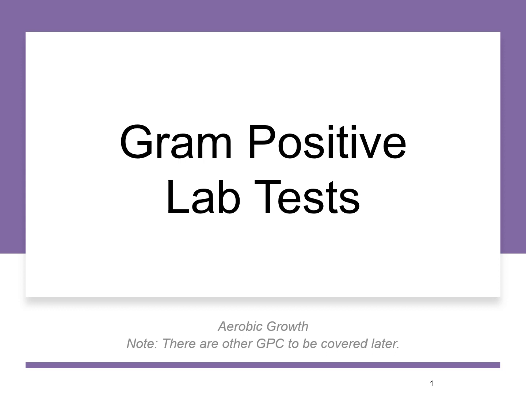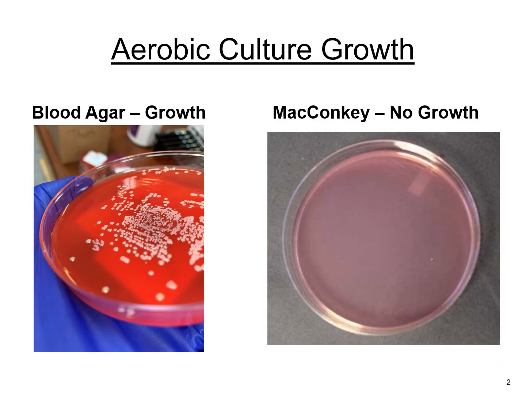This presentation will cover the tests that are done to help identify gram-positive organisms. So when you set up your cultures, and we're looking particularly at organisms that grow within an aerobic environment, which is growth at ambient air, 35 to 37 degrees Celsius.